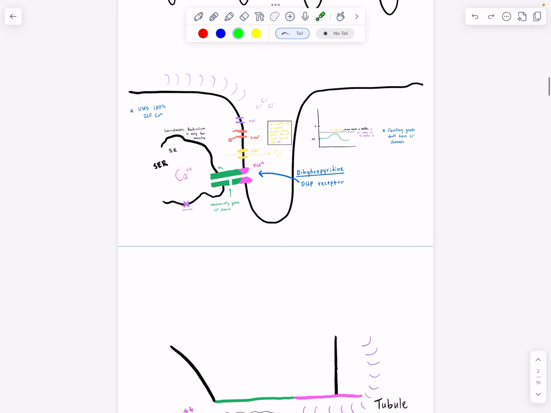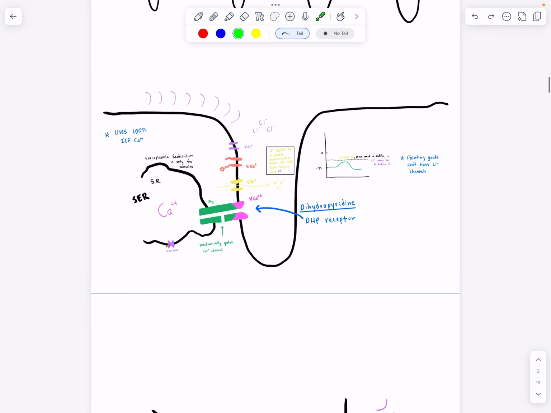So we'll zoom in a little bit to one of those T-tubules. The action potential comes in, right here, and then it opens a bunch of voltage-gated channels. The main one we'll pay attention to is this one down here. It opens this DHP receptor right here, and when this opens, it kind of forces this one open as well. This one is attached to the sarcoplasmic reticulum, which then allows calcium to rush in through that mechanically gated channel.